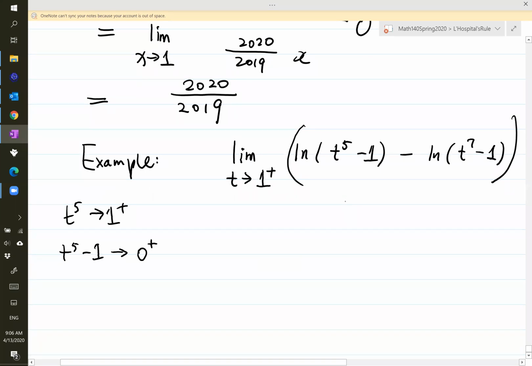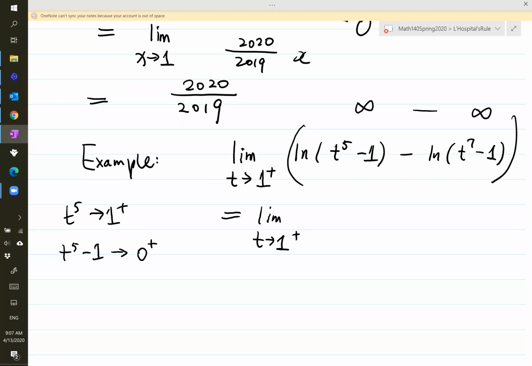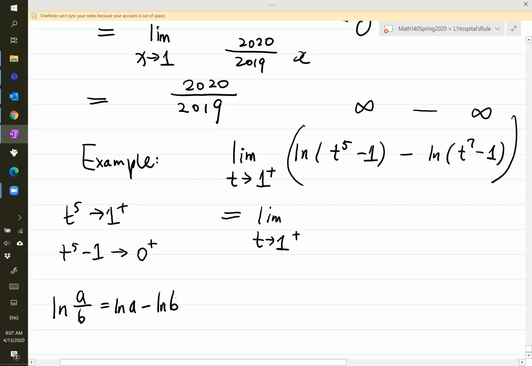Then this is infinity minus infinity, or negative infinity minus infinity. So we need to use other information to determine it. We use the property of ln, so we can make this difference into a quotient. Remember the property of ln: ln of a over b is ln a minus ln b.